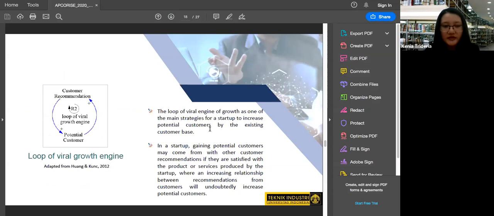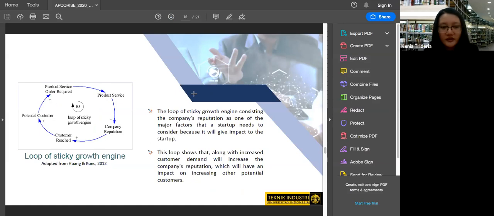So the next loop is the viral growth engine. This is one of the main strategies of a startup to increase potential customers. From the potential customers themselves, they will use the product service provided by the company. Then some of them who feel satisfied with the product service will recommend it to their family and their friends, and this will create additional potential customers. Next slide.